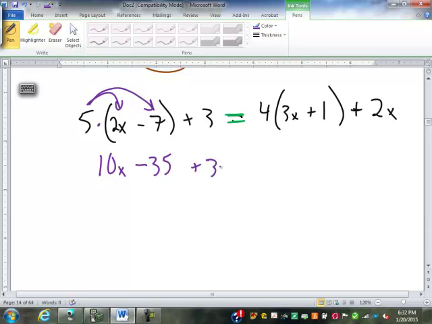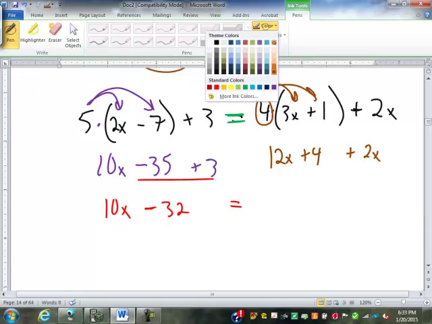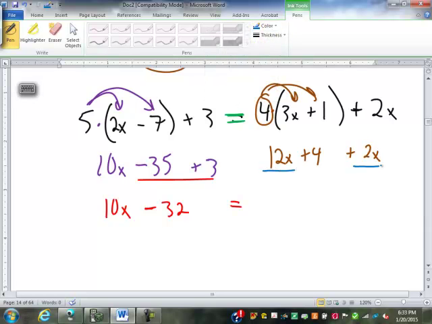We still have the plus 3 here. Nothing to combine with the 10x, but negative 35 and positive 3, negative 32. We're done on the left side. Over to the right side. Parentheses. Anything to do in the parentheses? No. To the parentheses? Yes. Times 4. 4 times 3x? 12x. And 4 times 1? 4. Now we still have the positive 2x over here. 12x plus 2x is 14x.